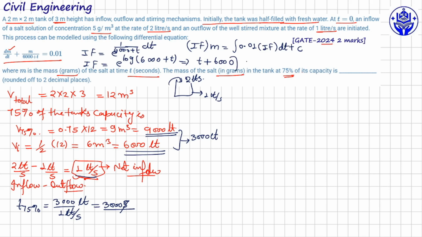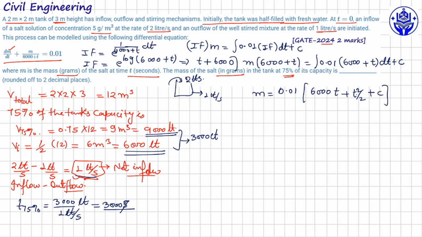Now, what is the solution in this case? What is the integrating factor? 6000 plus t times m equals 0.01 times 6000 plus t dt plus c. While solving this differential equation, we'll get the solution. If I integrate, it is just a calculation, and the solution will be 0.01 times 6000t, after integrating, plus t square by 2, plus some constant c, and I will take this to the right hand side, that will be 1 upon 6000 plus t.